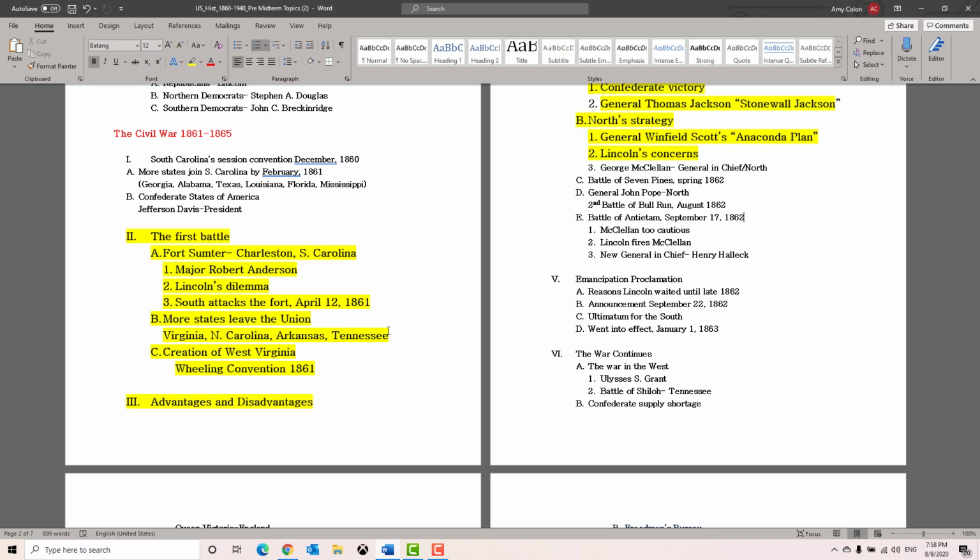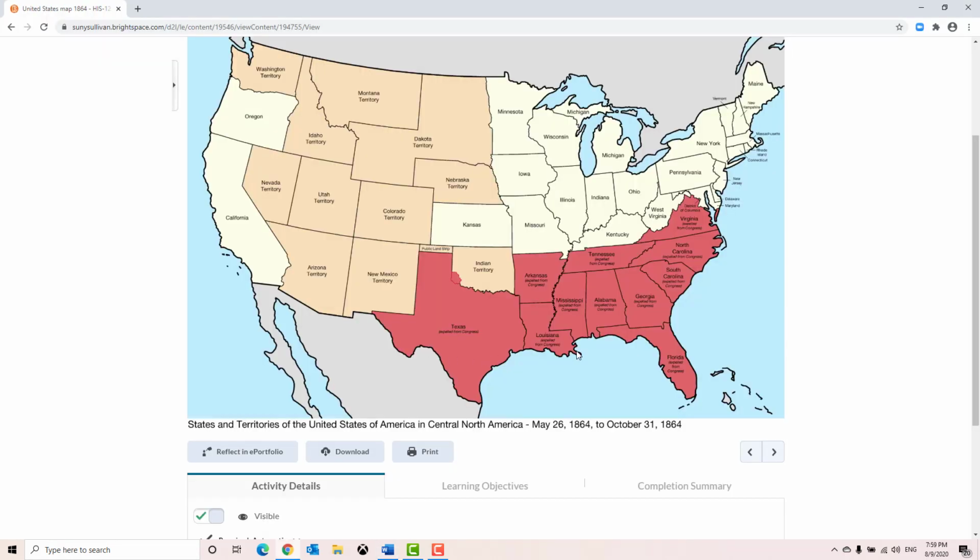Lincoln was not going to let that incident go without consequences. And he declared this was an insurrection. He called for volunteers to join the military to stop the South's rebellion, and the Civil War has begun. And once the Civil War began, more states left the Union. So then we have Virginia, North Carolina, Arkansas, Tennessee, all leaving the Union after the Battle of Fort Sumter. So again, we have all of these states in the red that have left the Union.